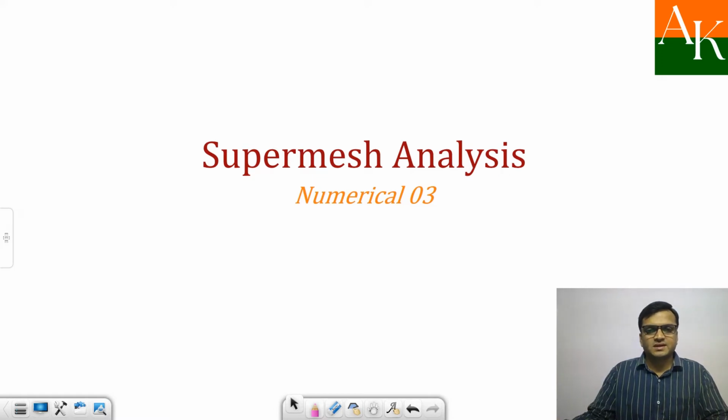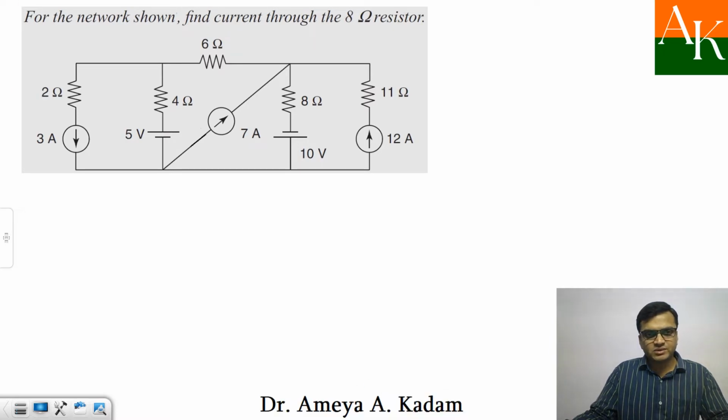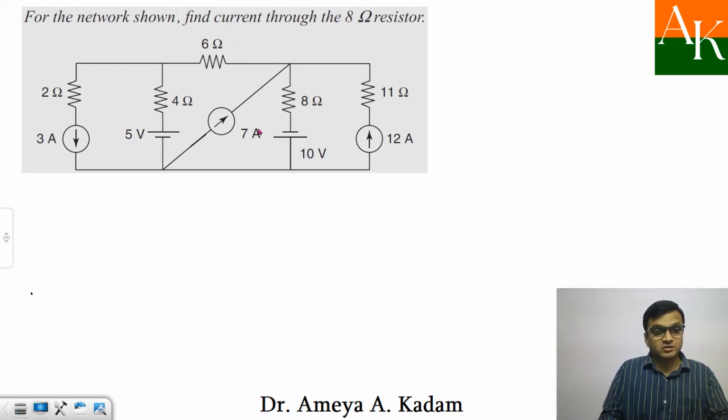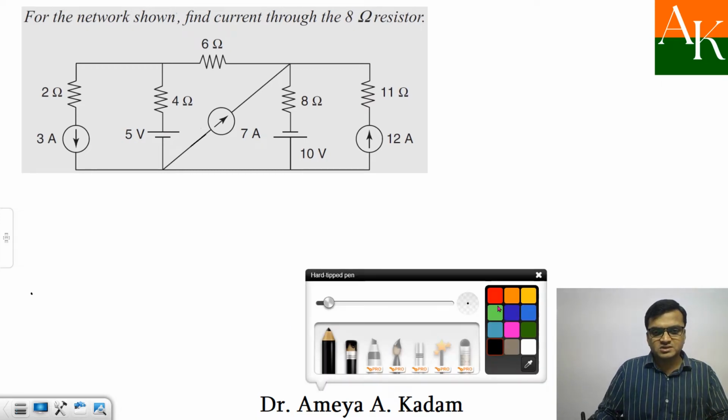Hello students. In this lecture we will see one more numerical on supermesh analysis. So the problem statement is we have to find out the current through the 8 ohm resistor. But if you observe this, so many current sources are there and even 4 meshes are there. But no problem, we can easily solve this.